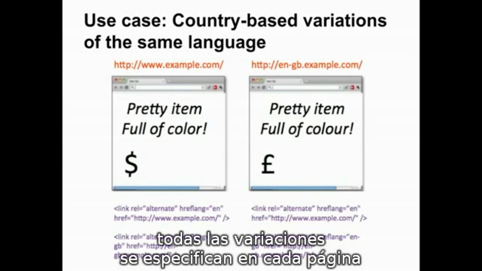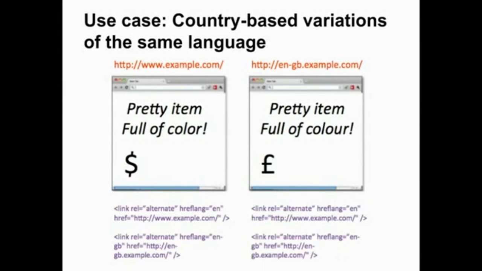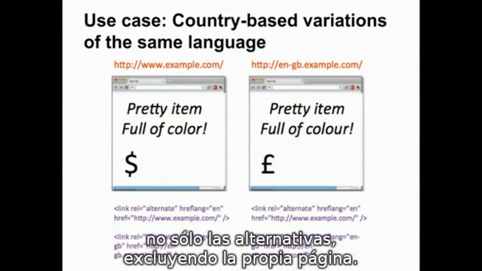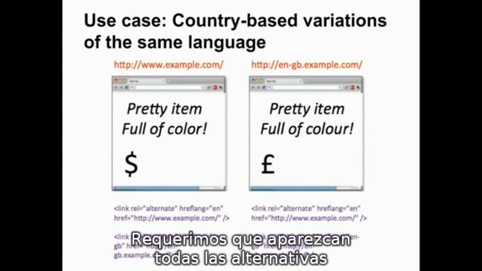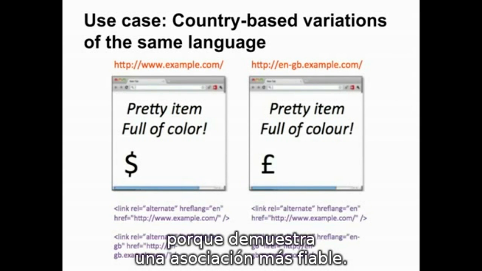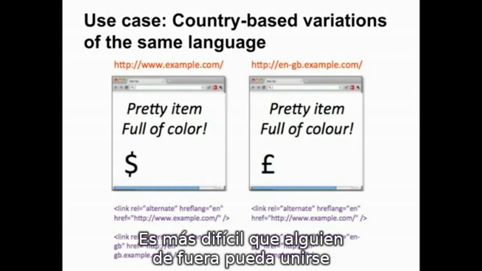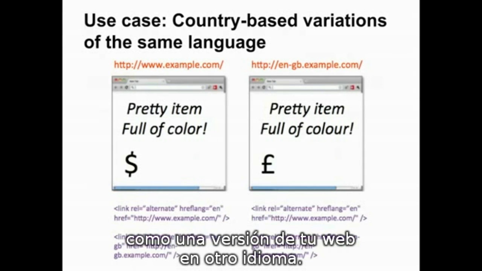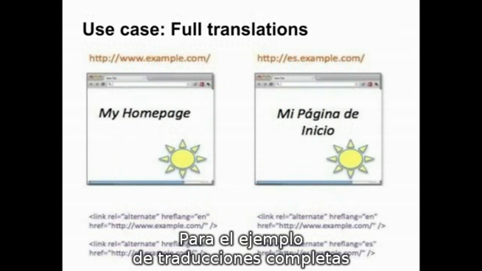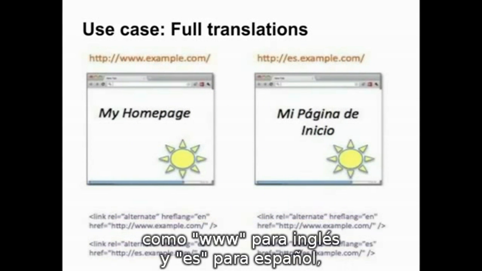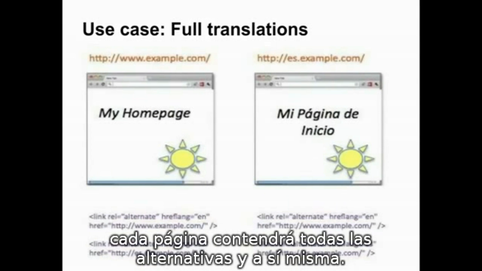Again, all variations are specified on each page, not just the alternates excluding the current page. We require listing all alternates because it demonstrates a more bona fide association. It's much harder for an outsider to try and join as a different language version of your site. For the use case of full translations, such as www for English and es for Spanish, again, each page will contain all alternates, including itself.